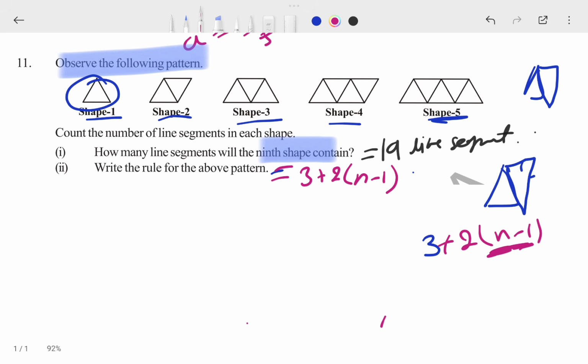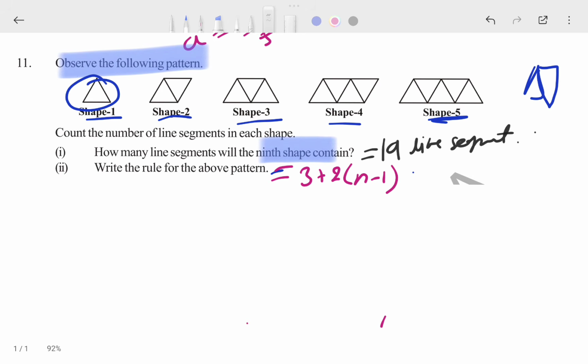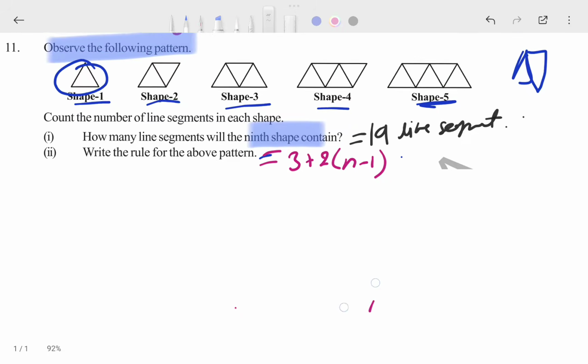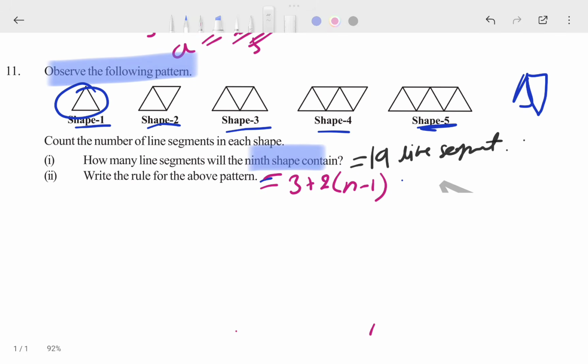Otherwise, if you don't want to write it this way, simply you can write: 3 plus, if you multiply it is going to be 2n, and if you multiply here it is going to be 2, and if you subtract 1 it is going to be 2n. So generally, if you want to write this one, it is going to be 2n plus 1, okay. Right. So overall just understand this one simple formula. Overall this exercise is completed.